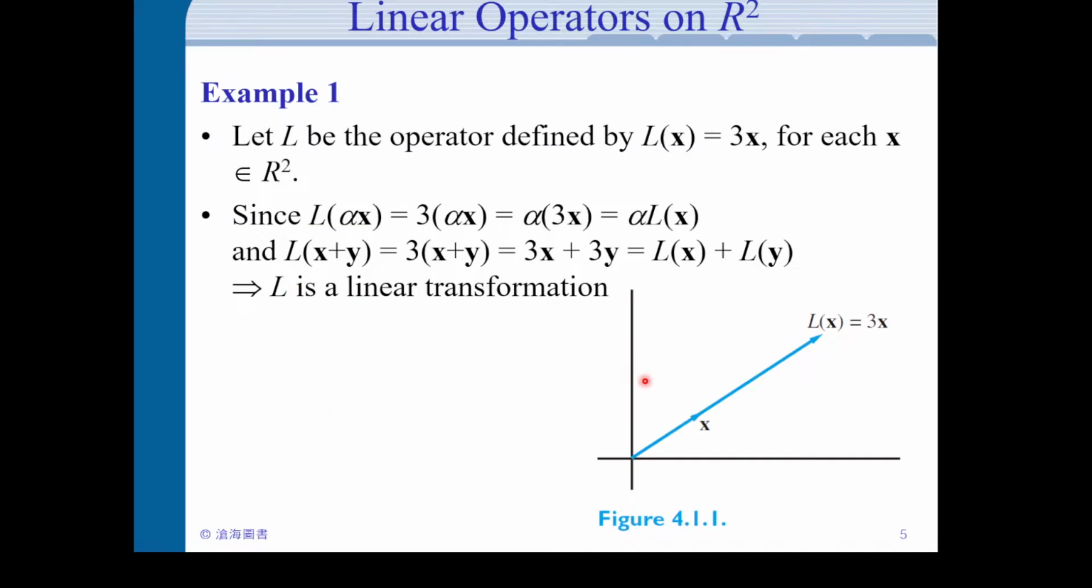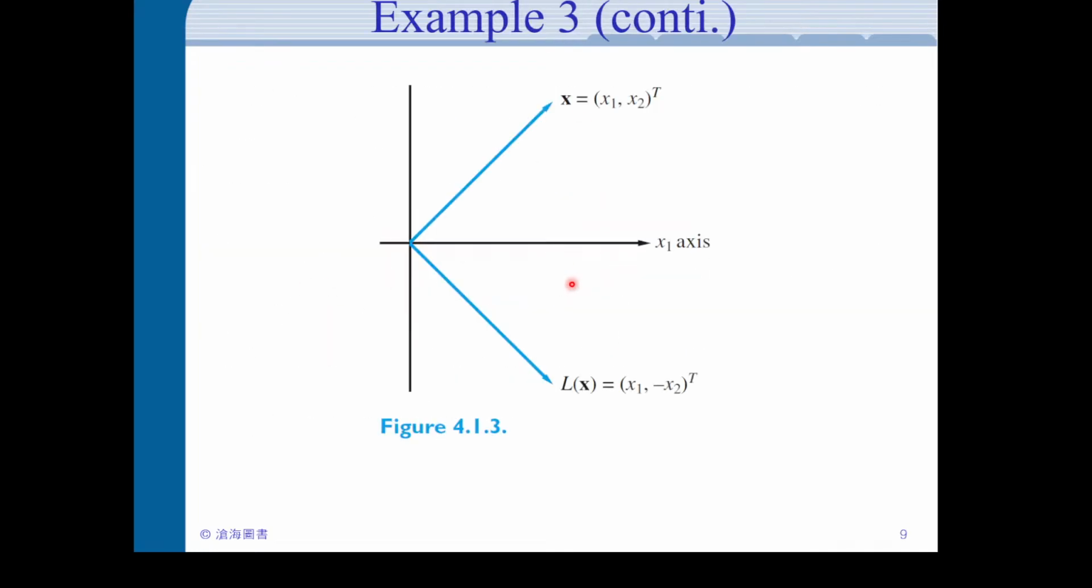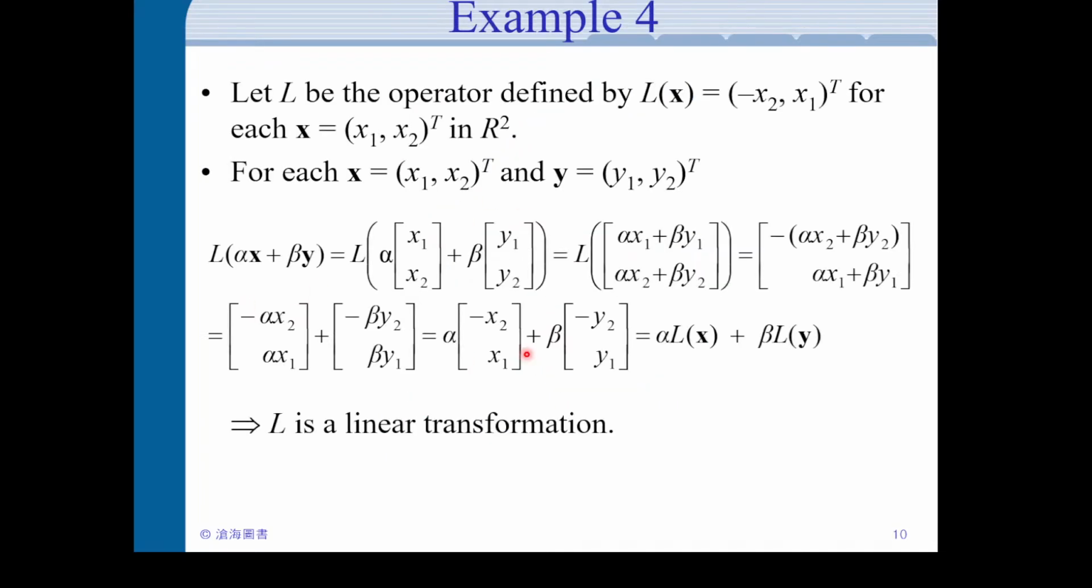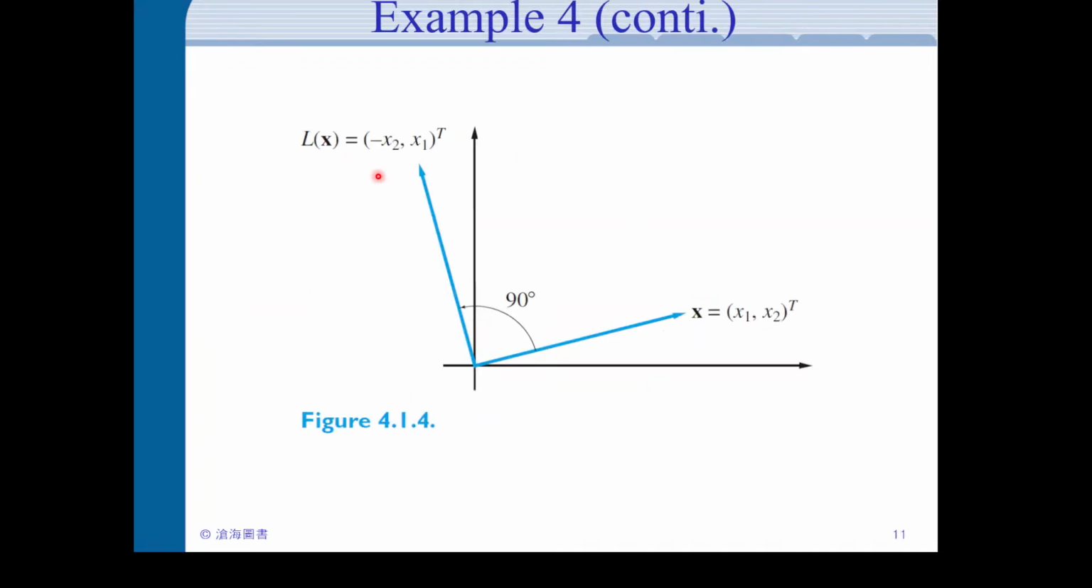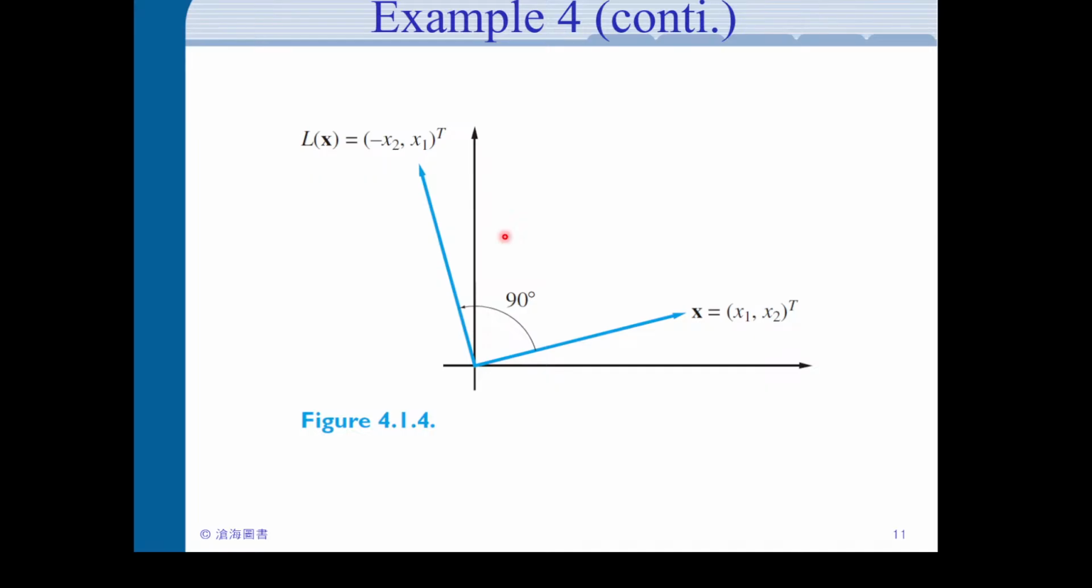Then we see a whole bunch of linear transformations in R2. If you increase the length of your vector by 3, this is linear. If you project your vector onto an axis, this is linear. If you reflect your vector around an axis, this is linear. And also if you rotate your vector, this is linear. All those are linear operations on R2, so you map from an R2 vector to an R2 vector.